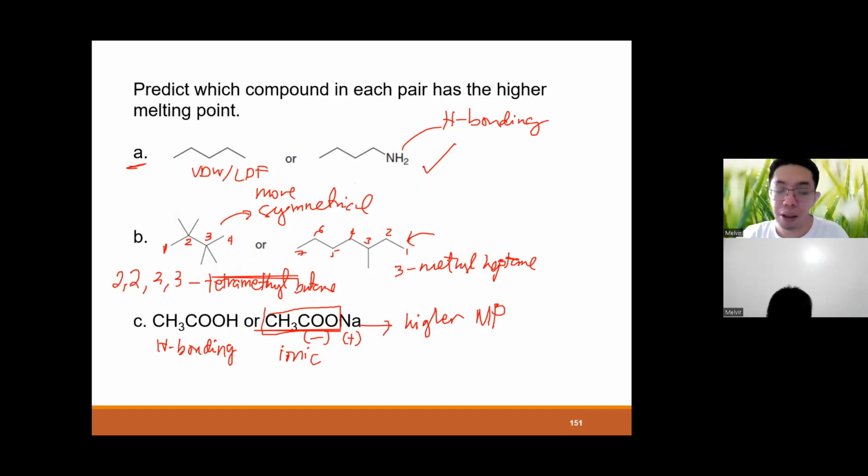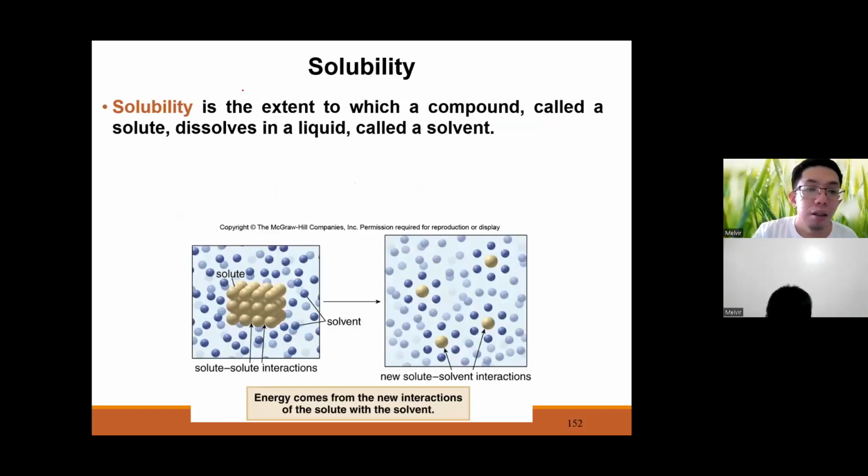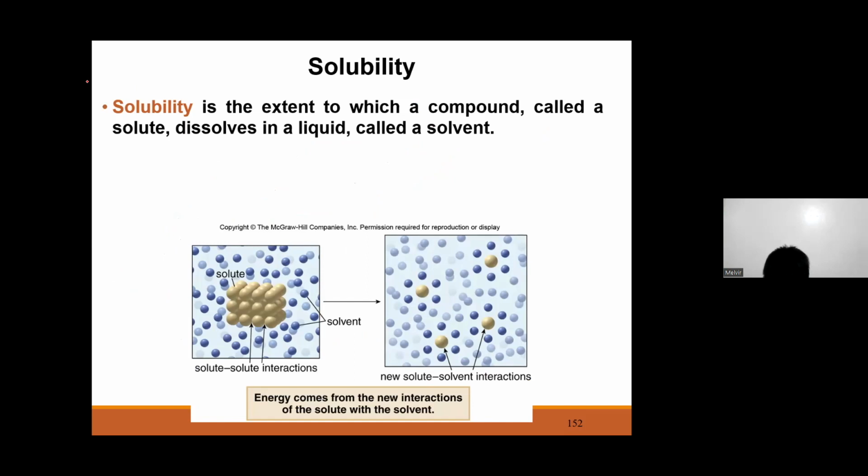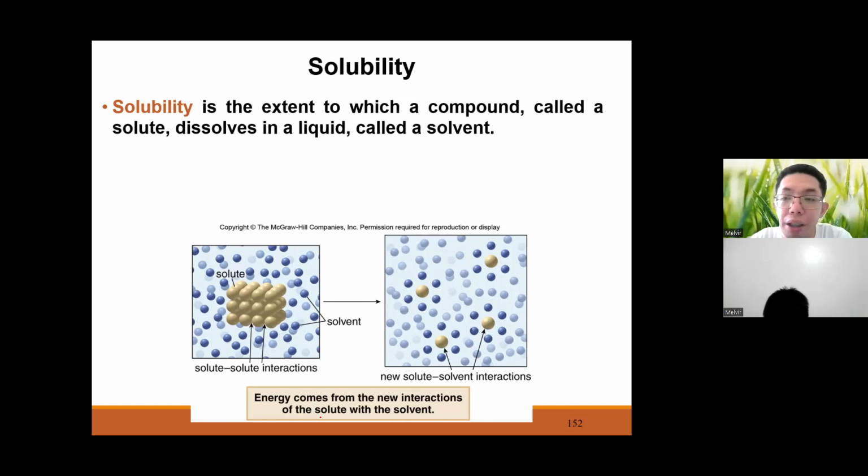Okay, with that, let me clear all the drawings. We'll now proceed with the next one. Wait a moment, Josh, very fast. The next property will be solubility. Okay, so the next physical property that we can predict using the IMFA will be solubility.